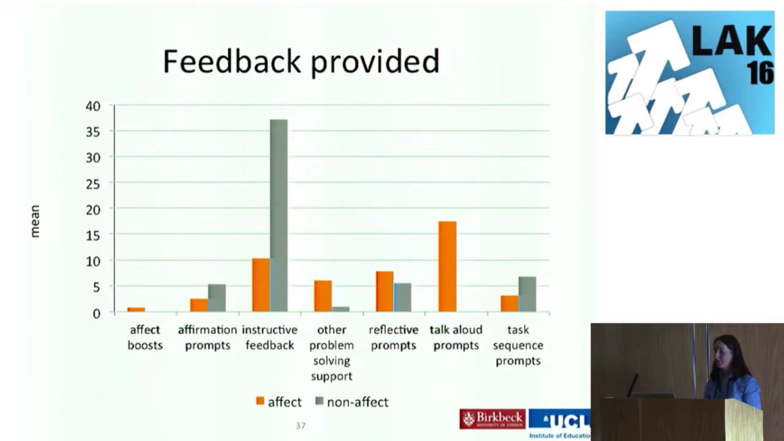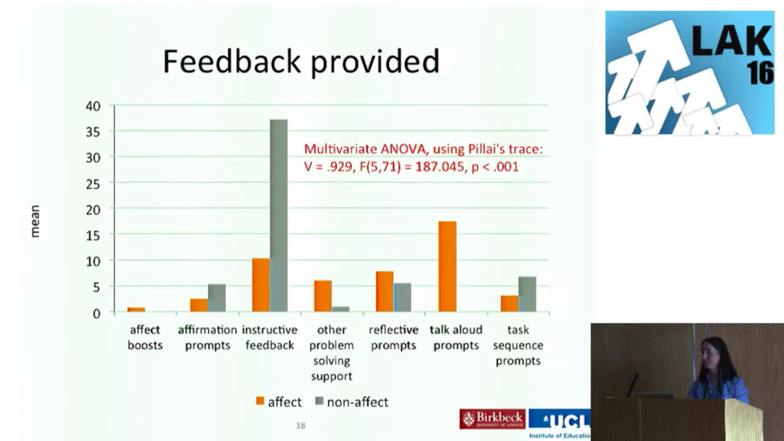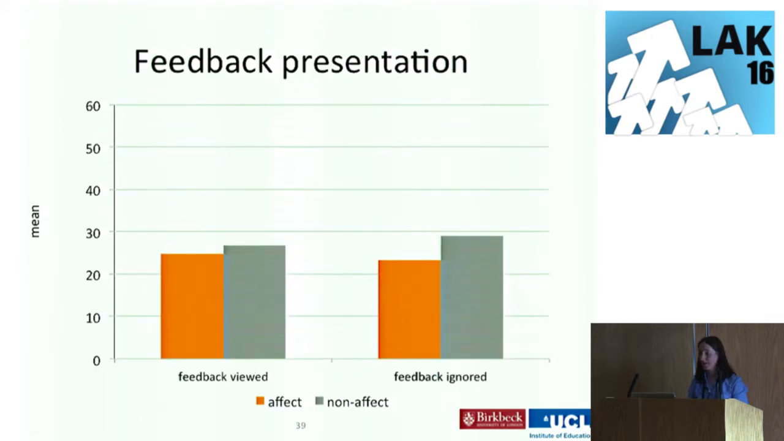Then we looked at the feedback that was provided in the different groups, and you can see here a clear difference. So in the non-affect condition, mainly instructive feedback was provided. However, in the affect condition, the feedback was more distributed between the different types. And this difference was also significant. Looking at the presentation of the feedback, we could see that in both groups, they viewed similarly the types of feedback. However, there was a significant difference in ignoring feedback. So students in the non-affect condition ignored feedback more than students in the affect condition. They did not click on the light bulb, so they ignored it.